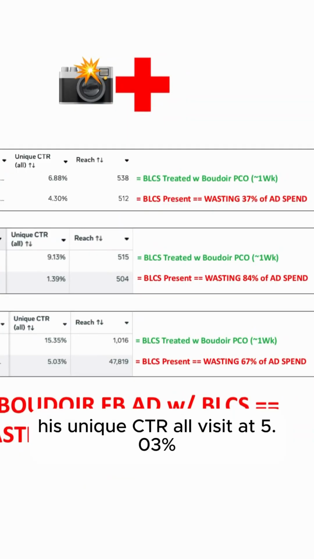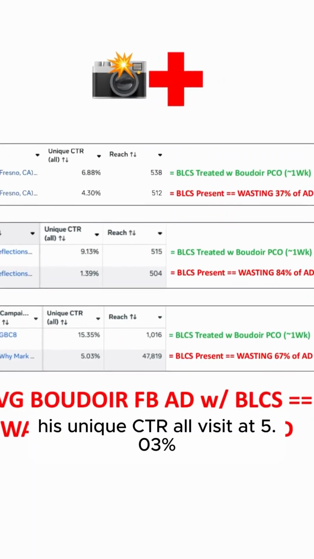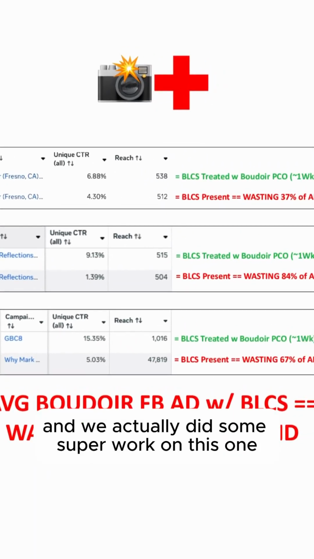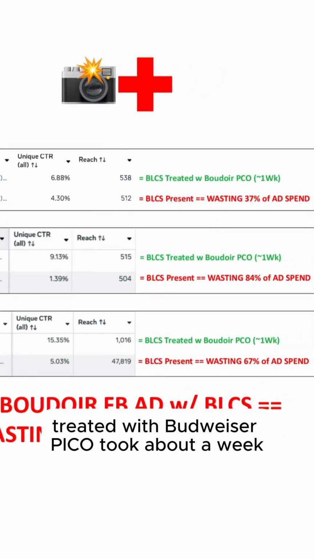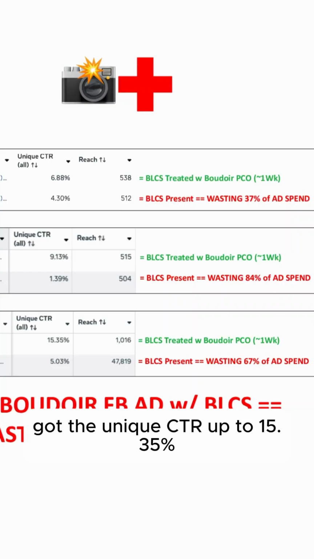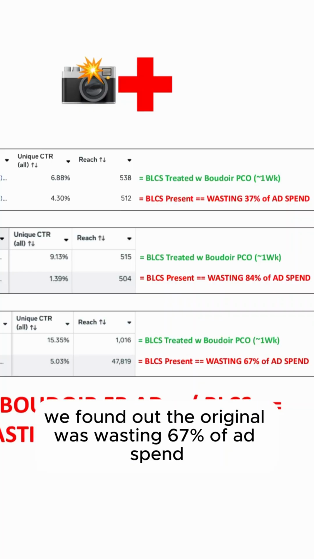His unique CTRL was 5.03%, and we actually did some super work on this one. Treated it with boudoir Pico, took about a week, got the unique CTRL up to 15.35%. So we found out the original was wasting 67% of ad spend.